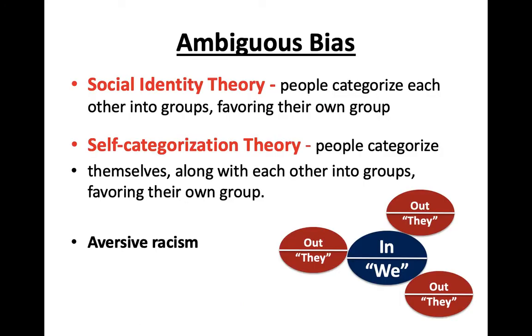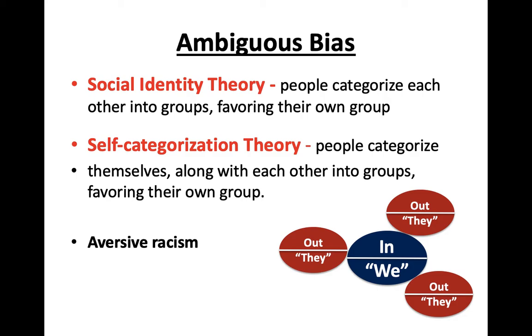All right, let's talk about the next feature of subtle biases. The IAT indicates that people spontaneously favor their own in-group at the expense of the other. According to social identity theory and self-categorization theory, we categorize ourselves and others into groups, and we end up favoring our in-group, and we show less of a preference for out-groups. Specifically, social identity theory says that people categorize each other into groups, and we favor our own group. As a result, we dislike the out-group because we like our in-group.